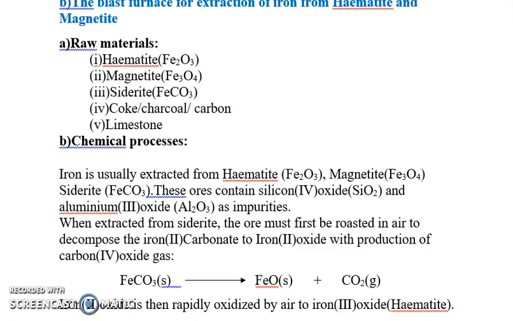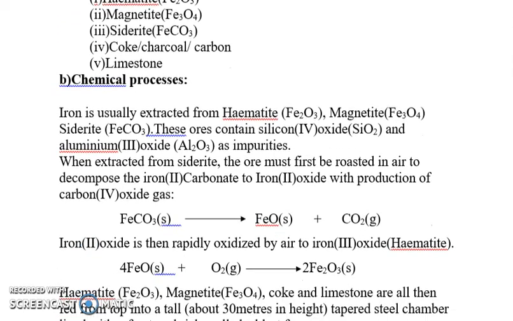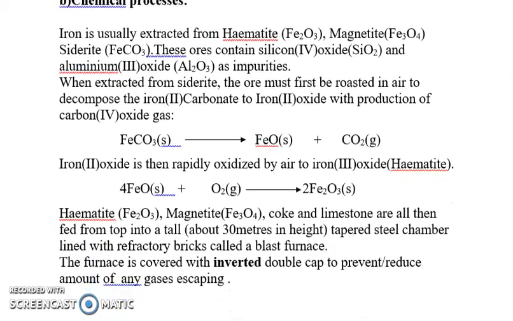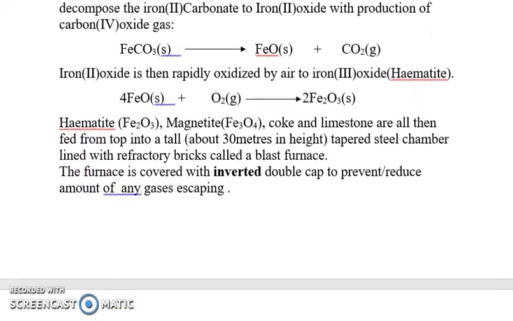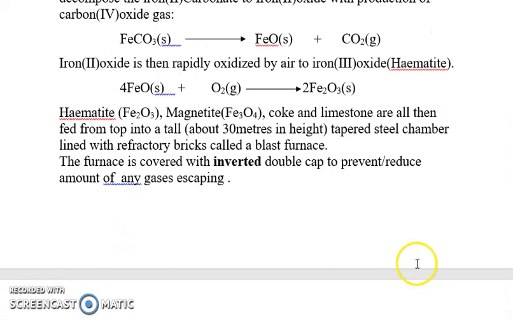When extracted from siderite, the ore must first be roasted in air to decompose the iron(II) carbonate to iron(II) oxide with production of carbon(IV) oxide gas. Iron(II) oxide is then rapidly oxidized by air to iron(III) oxide, as you can see from these equations. So this is the roasting of iron(II) carbonate to form iron(II) oxide, and later on oxidizing iron(II) oxide to form iron(III) oxide.